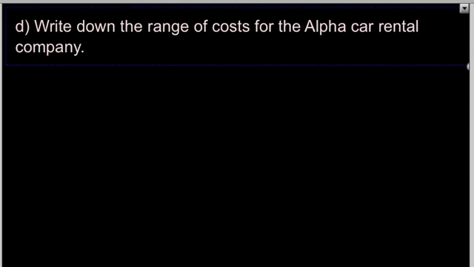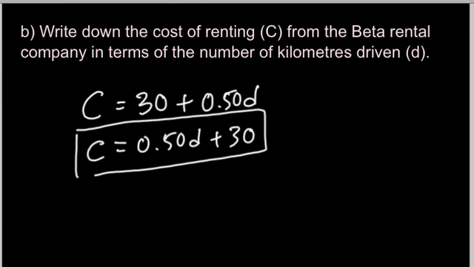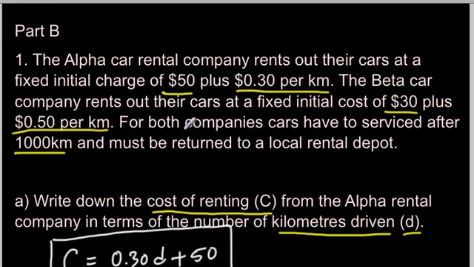All right, this is the last part of this question. Write down the range of costs for the Alpha car rental company. The range of costs means the lowest cost and the highest cost. Let's go back to the question. For both companies, the cars have to be serviced after 1,000 kilometers and must be returned to the local depot. In other words, we must stop the car when we reach 1,000 kilometers.